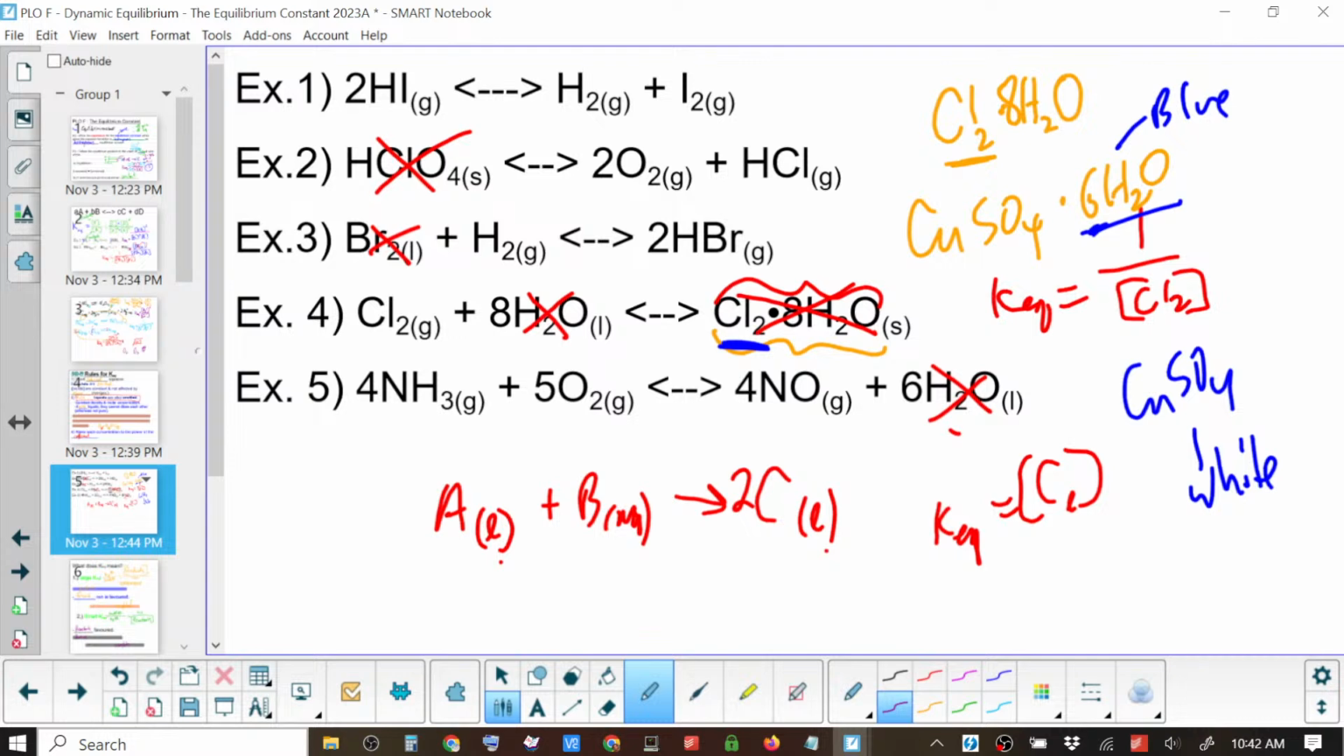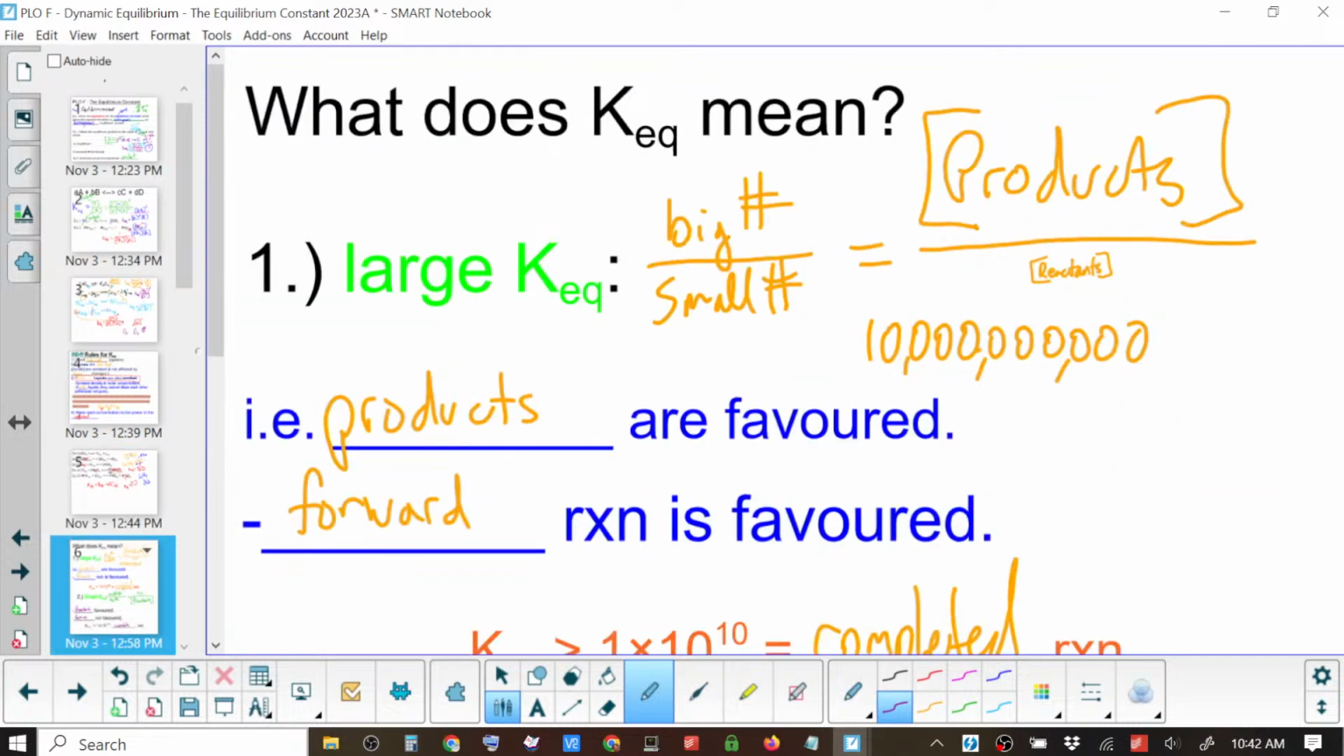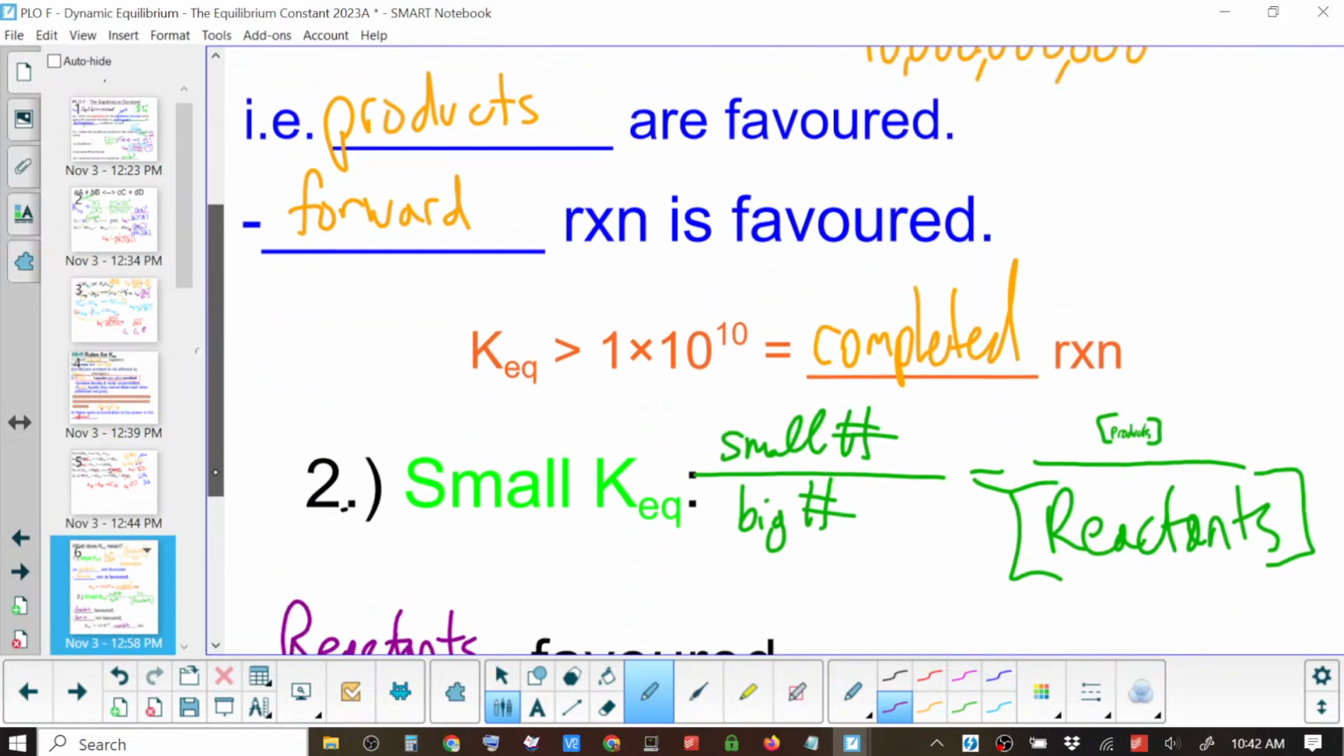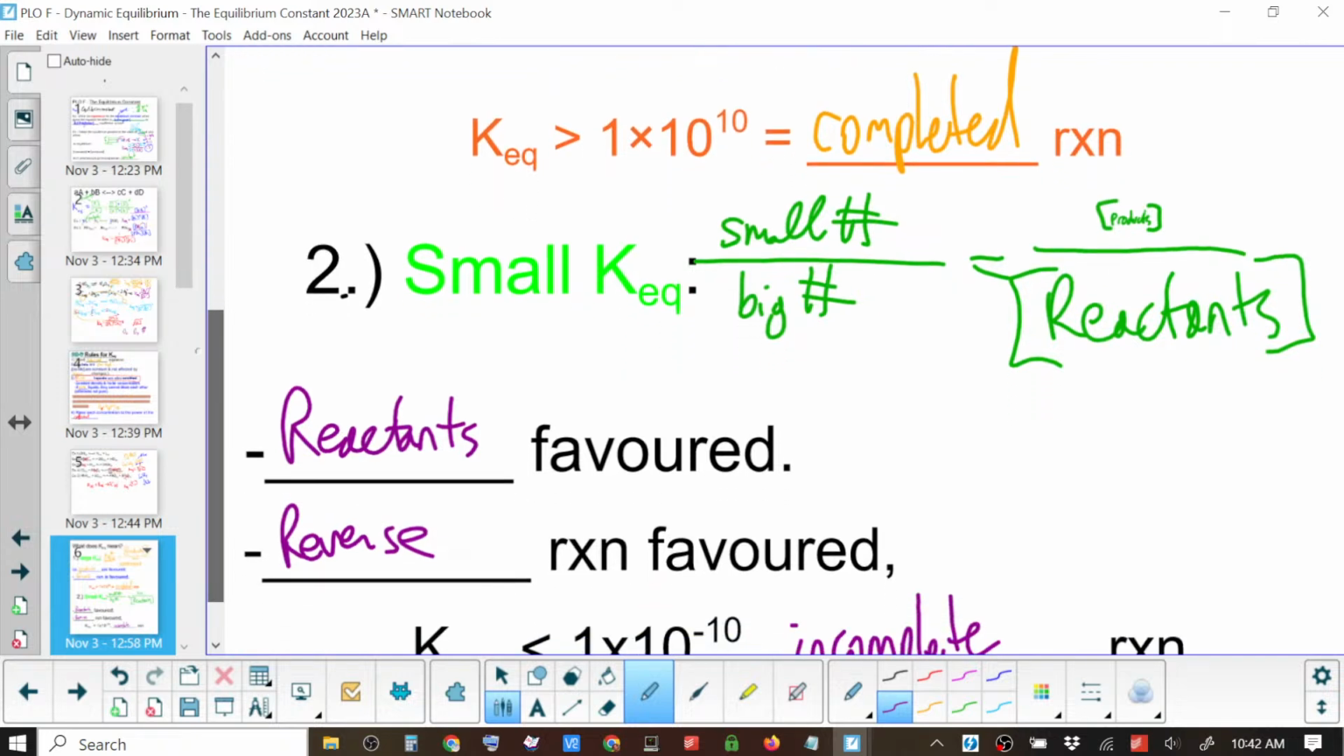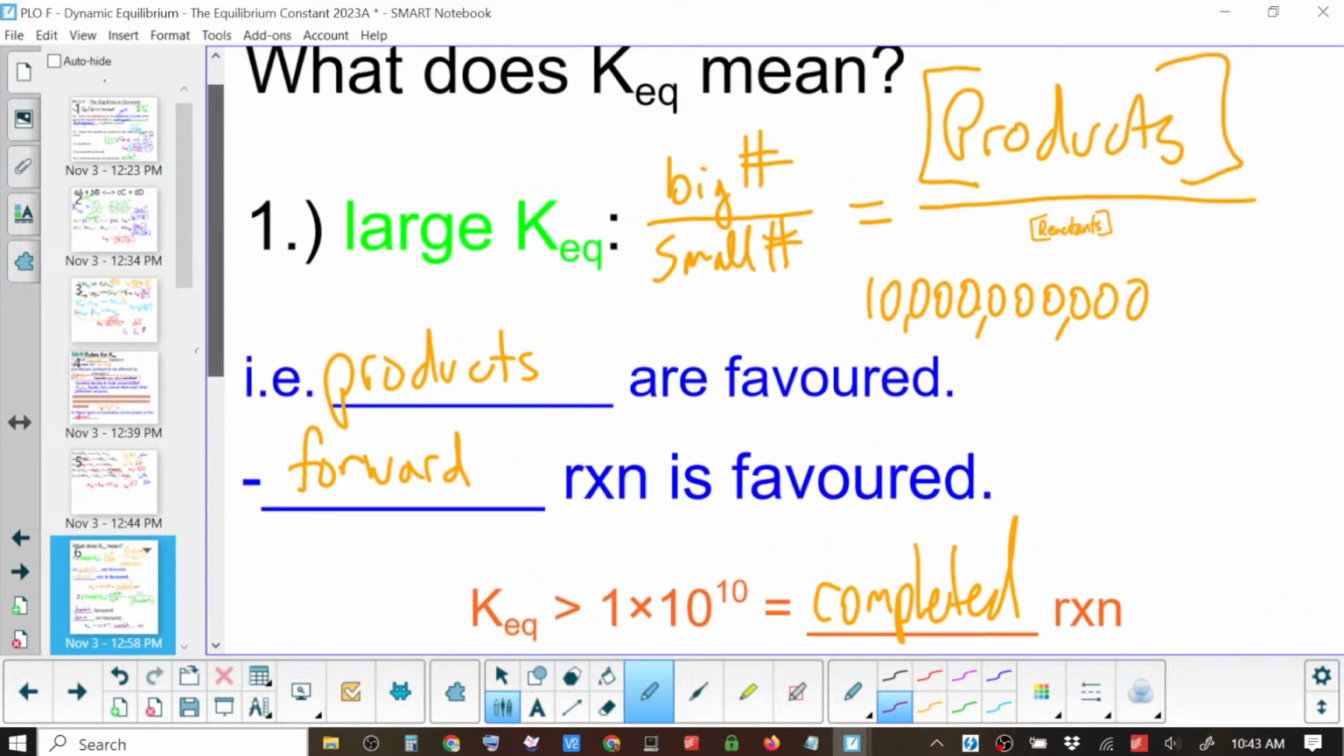KQ equals what concentrations over what. Once you have that, what does it mean? It's products over reactants. So if you have a really tiny one, that means you have a big number on the bottom and a small number on the top, so you have lots of reactants. If you have a large KQ, that means you have a big number on the top and a small number on the bottom.